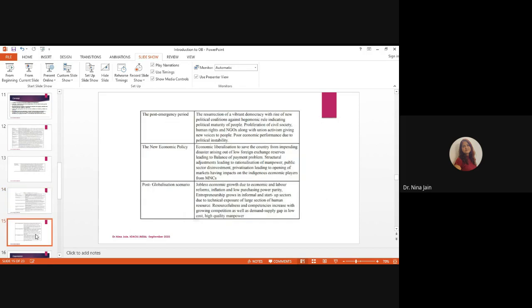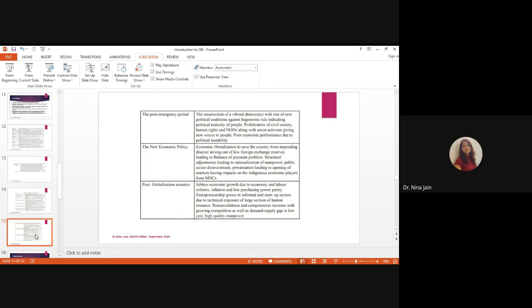Then the post-emergency period was the resurrection of democracy, with a lot of new political changes and political maturity of the people. There were many human rights groups and NGOs working for unions and giving a new voice to people. There was poor economic performance in India due to political instability.